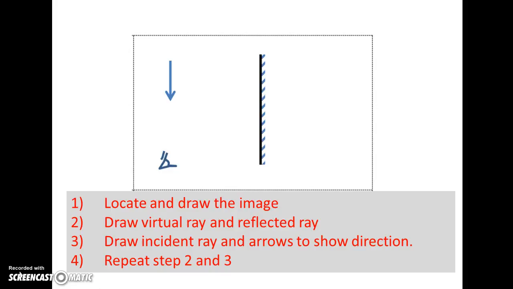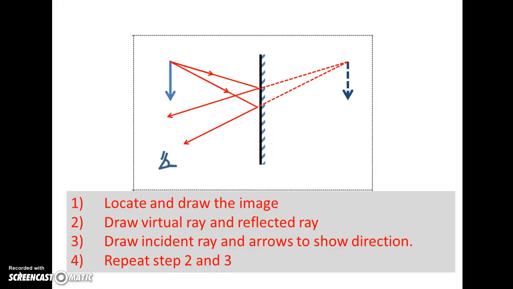The next one looks like this, with an inverted object. And of course the image is also inverted. First, you draw the virtual rays and reflected rays, and then the incident rays with arrows. You may draw another set from the tip of the object in this way.